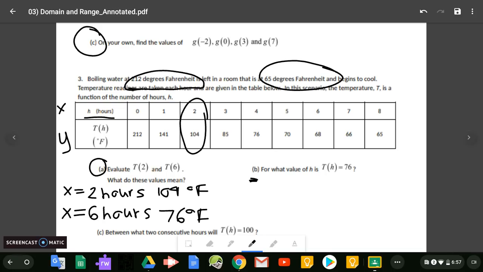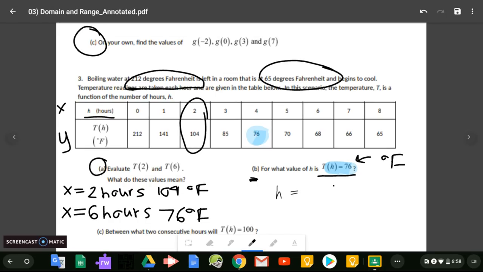For question B, think about what they're asking. Now they're saying T of H is 76. So they're telling us something in degrees Fahrenheit, so we need to look that up on the table. So here, this is when my temperature is 76 degrees. So that means the water had been cooling for 4 hours.